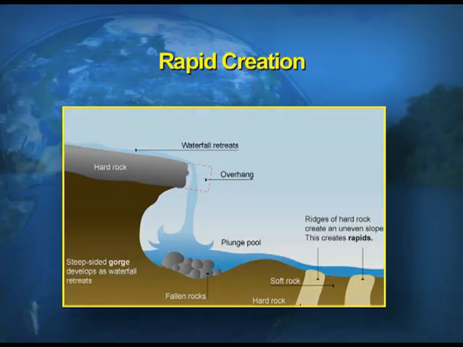So, children, look at the screen and you can have a visual of the rapid creation, how the water falls from a height due to the formation of the rapid, because the soft rock area gets eroded easily in comparison to the hard rock.